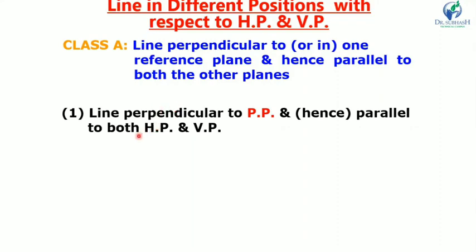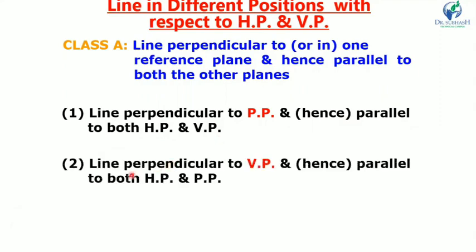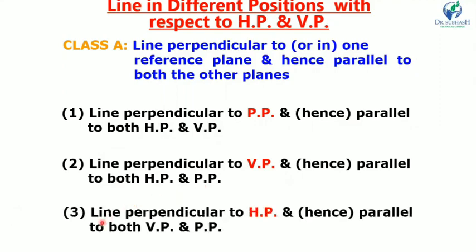In this there are three different cases. First, a line perpendicular to the profile plane and parallel to both HP and VP. Second, a line perpendicular to the vertical plane and hence parallel to both HP and PP. And third, a line perpendicular to HP and hence parallel to both VP and PP. So in class A, there are three different positions of the line. We will see all three positions later on.